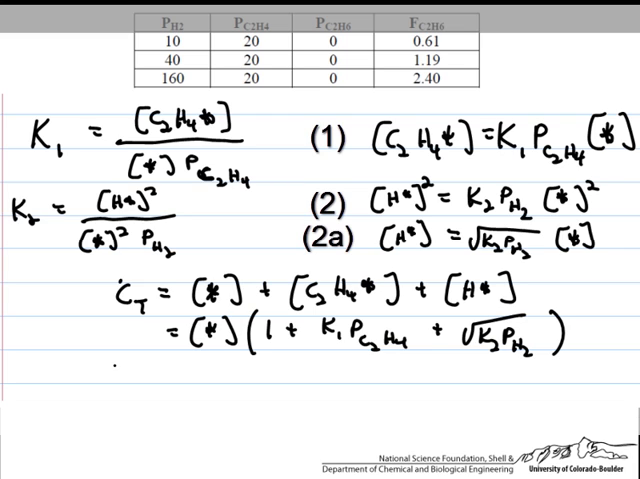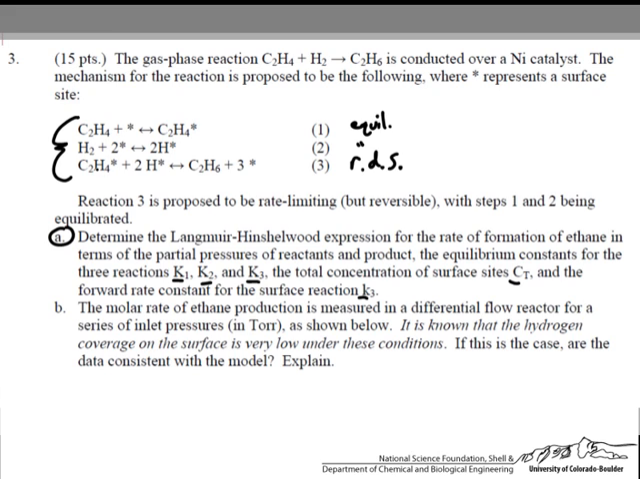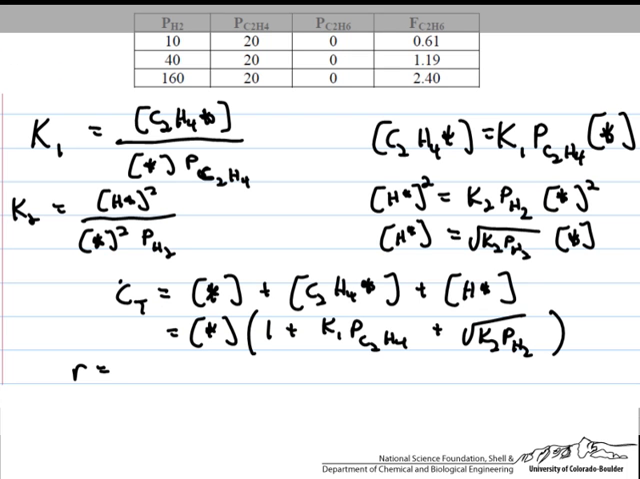And then finally, we can write this rate of reaction. We need to express this as a rate, as what the problem asks us to do. That's equal to the rate of reaction 3, which is shown here. And we're given that this is a reversible reaction, so we need to include both the rate of the forward and the reverse process. So let's go ahead and do that below.